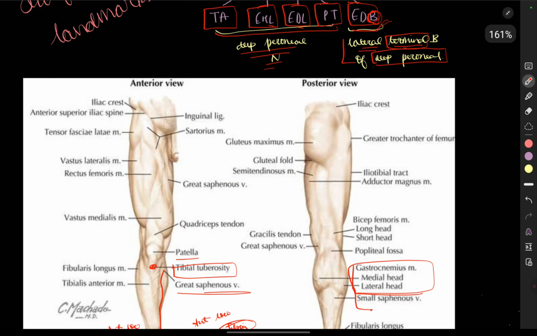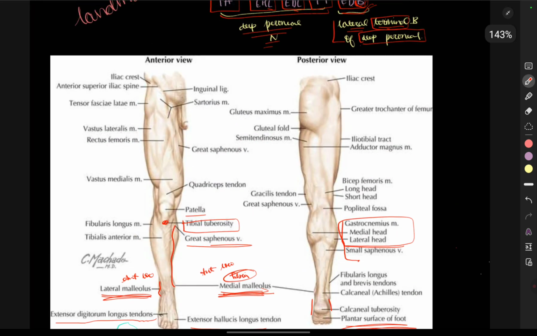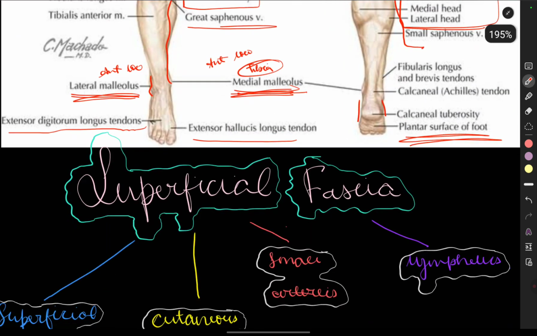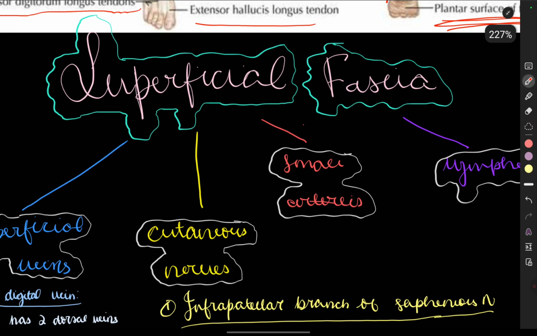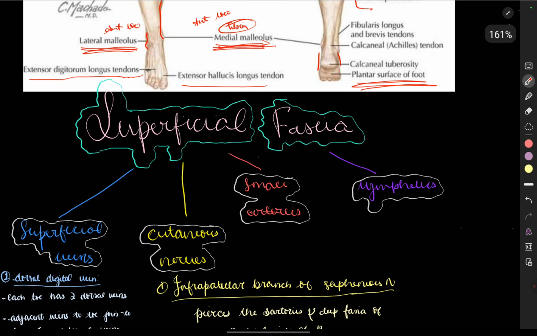We are done with the muscles and the surface landmarks. This is a muscles overview only. We'll study the muscles, origin, insertion, nerve supply, and action in detail in upcoming videos of this chapter. Now we have 2 fasciae for the leg: the superficial fascia and the deep fascia.